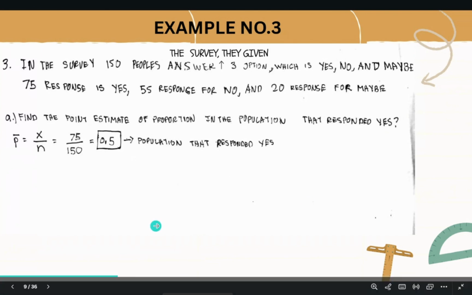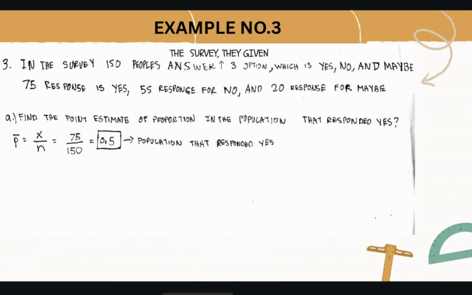We will find the population that responds yes. We will use this formula. This P represents the proportion for the population, but if you are confused, just use X. That is the same. P bar is equal to X over N.